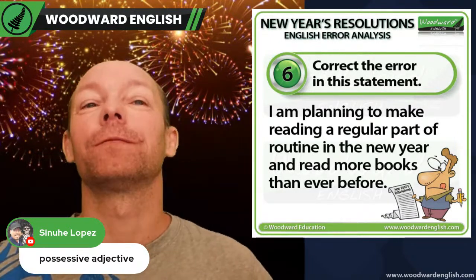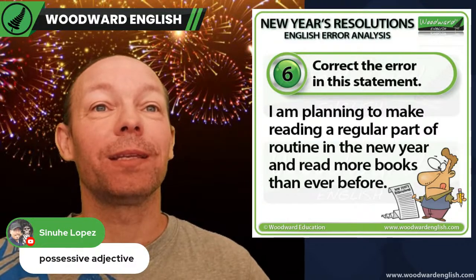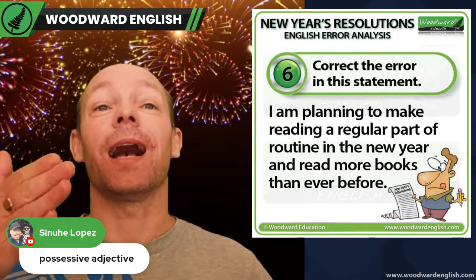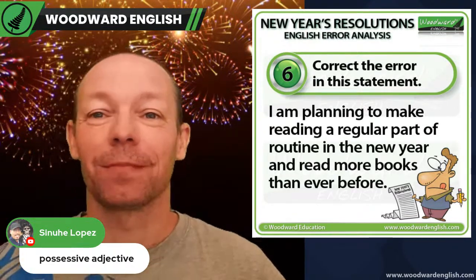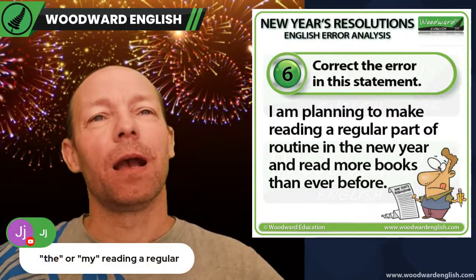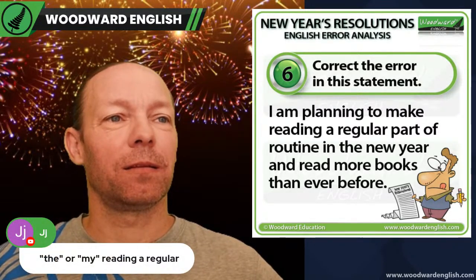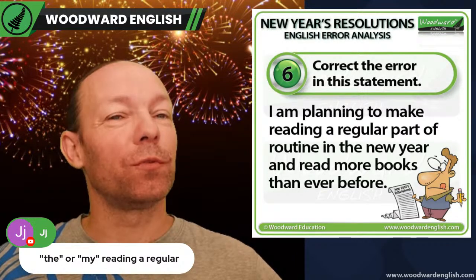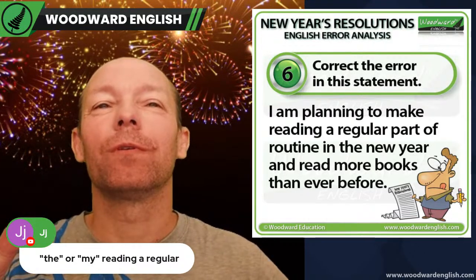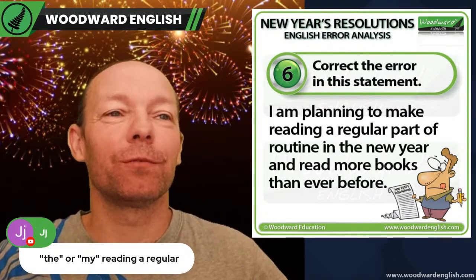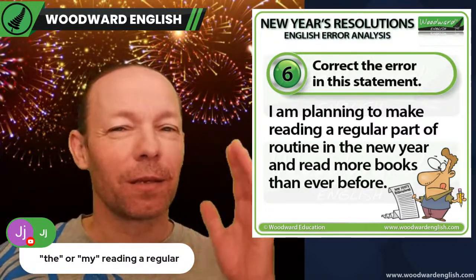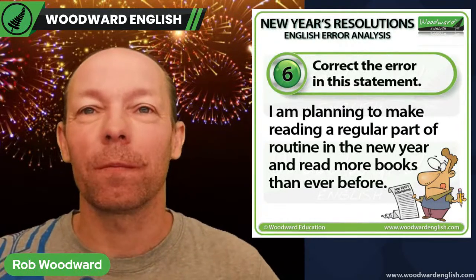Regular part of, as to make reading a regular. No, you can actually say, just as it is, reading a regular part. So yeah, and with that, so you got like to make reading a regular part of the routine, but still you need to specify who's going to be doing this routine. So you've got to say like my or your, his routine. So yeah, I would add just that little bit more.